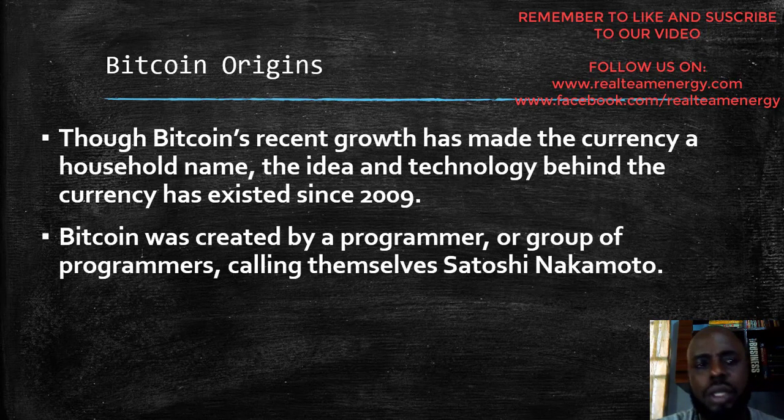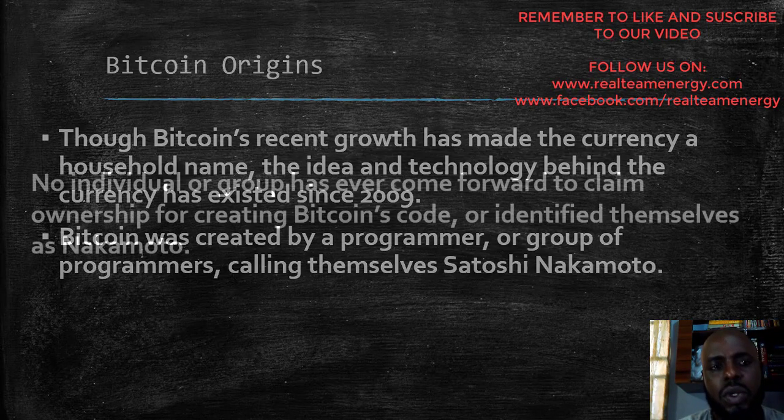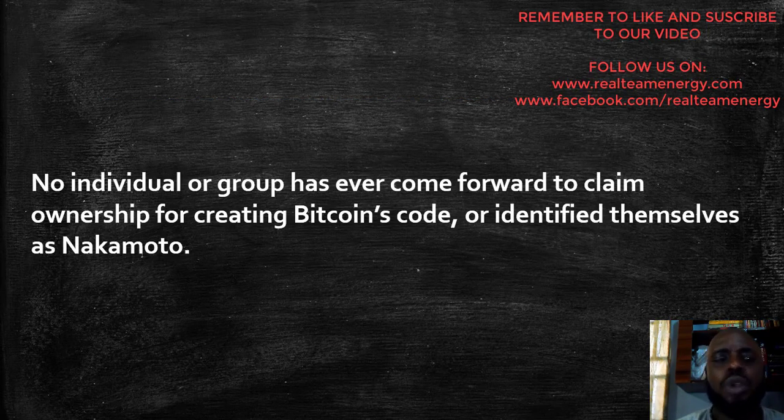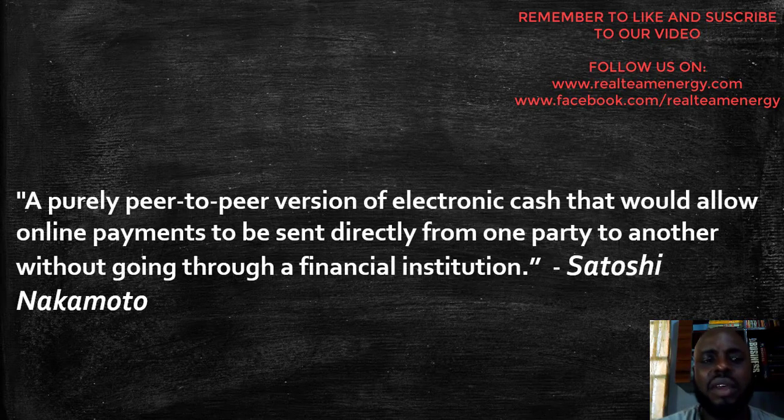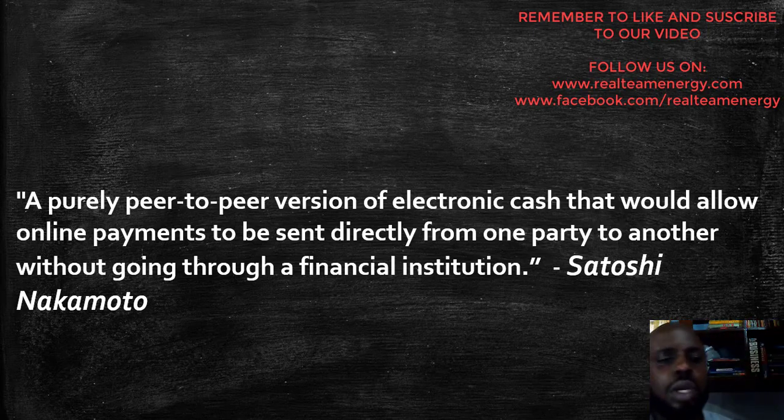Now, Bitcoin origin. Though recent growth has made the currency a household name, the idea and technology behind it has existed since 2009. Bitcoin was created by a programmer or a group of programmers calling themselves Satoshi Nakamoto. No individual or group has ever come forward to claim ownership of creating the Bitcoin code or identified themselves as Nakamoto. In the original paper, Bitcoin: A Peer-to-Peer Electronic Payment System, Nakamoto described the digital currency system as a purely peer-to-peer version of electronic cash that would allow online payments to be sent directly from one party to another without going through a financial institution.